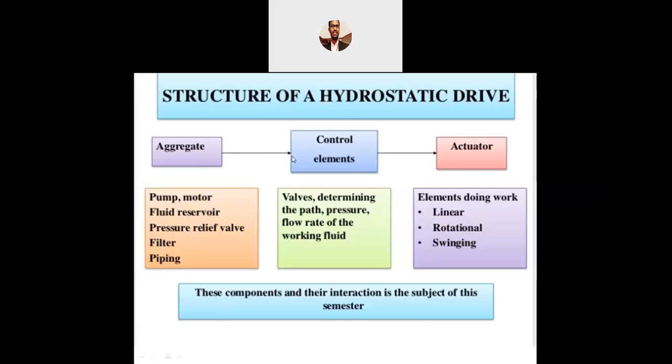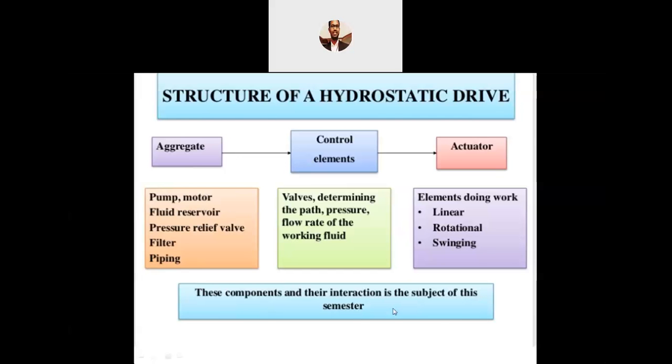Control valves are like directional control valves, determining the path, pressure, and flow rate of the working fluid. All these things come under the category of control elements. Then the actuator. Actuator means elements doing the work, maybe linear motion, rotational or swinging. I just told you, mechanical power or mechanical energy need not necessarily be a linear motion only. It can be any type of mechanical energy. It can be linear, rotation, or swinging. These components and their interactions are the subject of this semester.